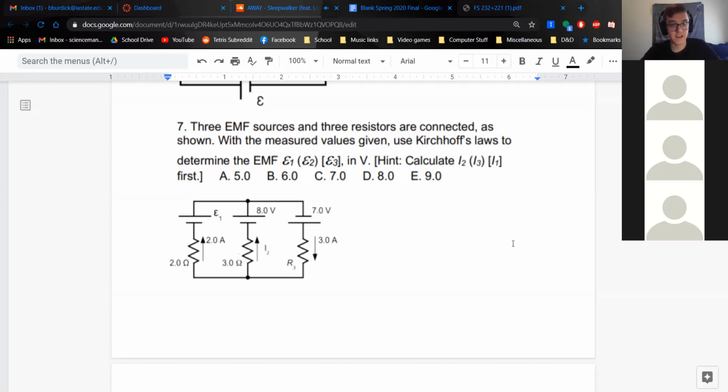Yeah, that is correct. I2 is just 1 amp, and that makes sense because I3 is coming in to this junction right here, and it splits between going up and going to the side. 2 are going to the side, and 1 has to go up because the amount coming in is 3. All of it has to be accounted for.